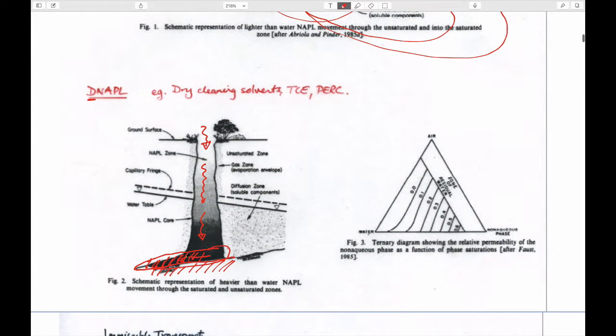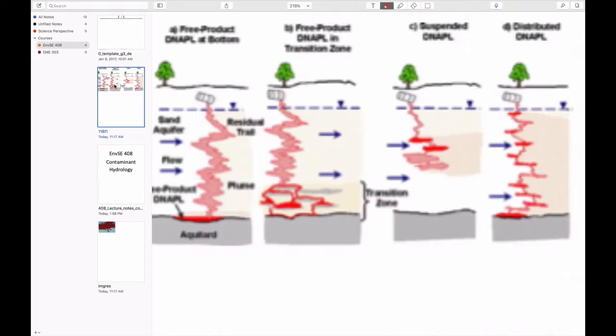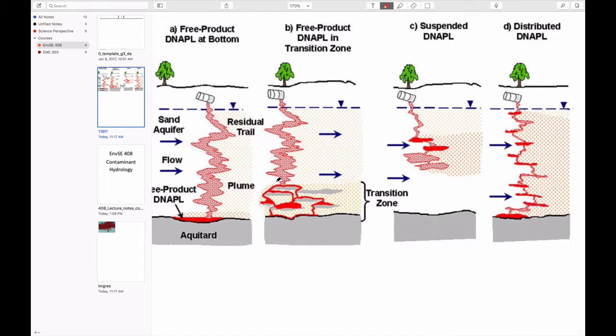And so it will tend to go in the direction that this sloping surface will define. It won't go very far typically, and it will act as a source so that groundwater which is flowing past this will pick it up, and it will create a plume that gets carried down gradient in the same way as it was in the lighter than water case. And so that's kind of the system that we're looking at. So typical geometries of these depend on the material that it goes into, but this is basically the idea.